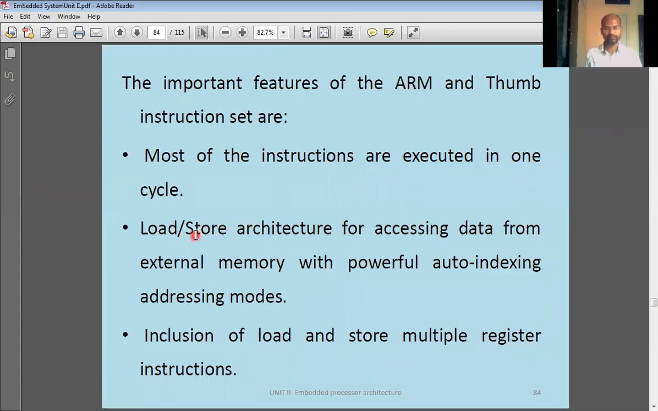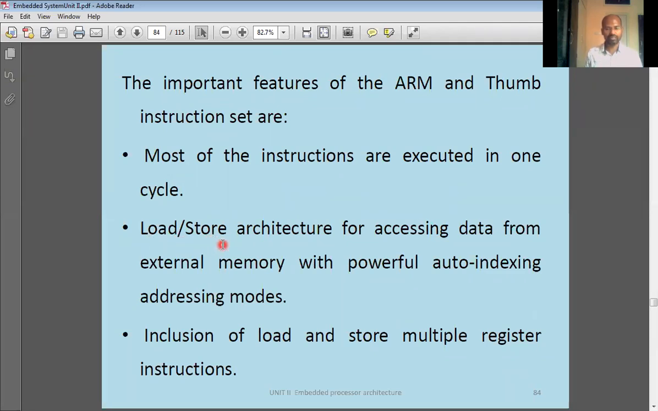RISC is a load store architecture, that we have said earlier. Load store means all the instructions other than these two operate only on registers. If there are data processing instructions, arithmetic instructions or logical instructions and so on, all those instructions operate on registers. They cannot directly access the memory. If the data is stored in the memory, they cannot directly access the memory contents. So these are the only two instructions, load and store.